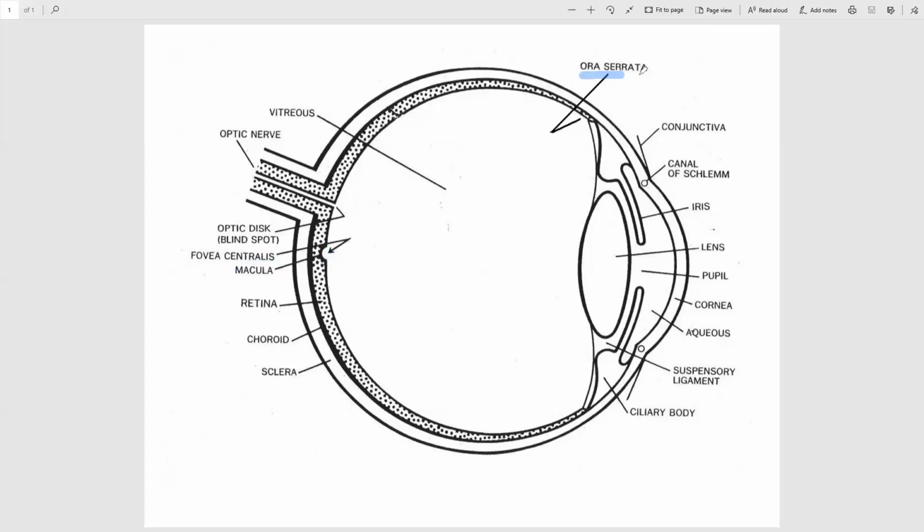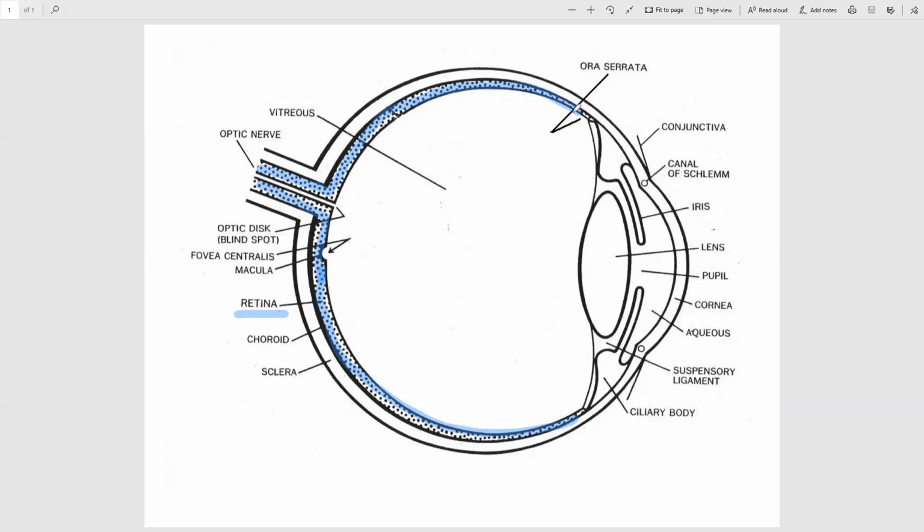The ora serrata, here. The ora serrata is the area of the inner eye where the retina ends and the choroid layer of the eye can be seen. The retina is this part here with the dots. It runs through here all the way around.